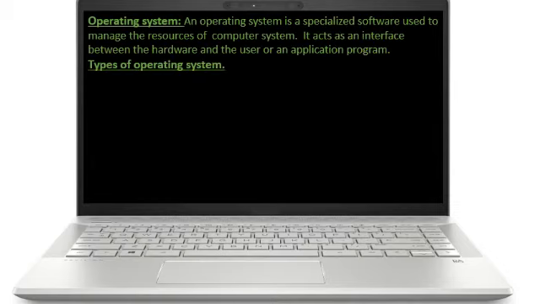An operating system is a specialized software used to manage the resources of a computer system. It acts as an interface between the hardware and the user or an application program.